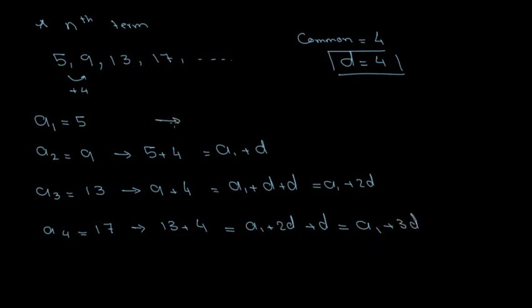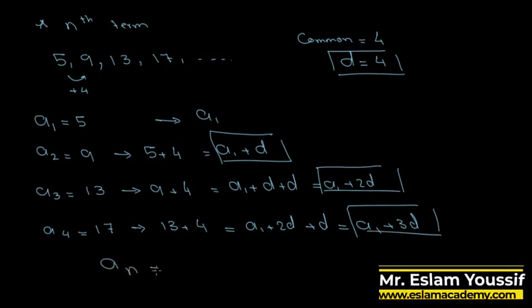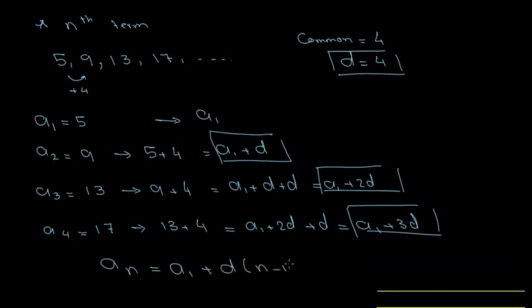For the first term, it equals A1. For the second, we add D. For the third, we add 2D. For the fourth, we add 3D. So to find any term, it is the first term plus the common difference multiplied by the number of terms minus 1.